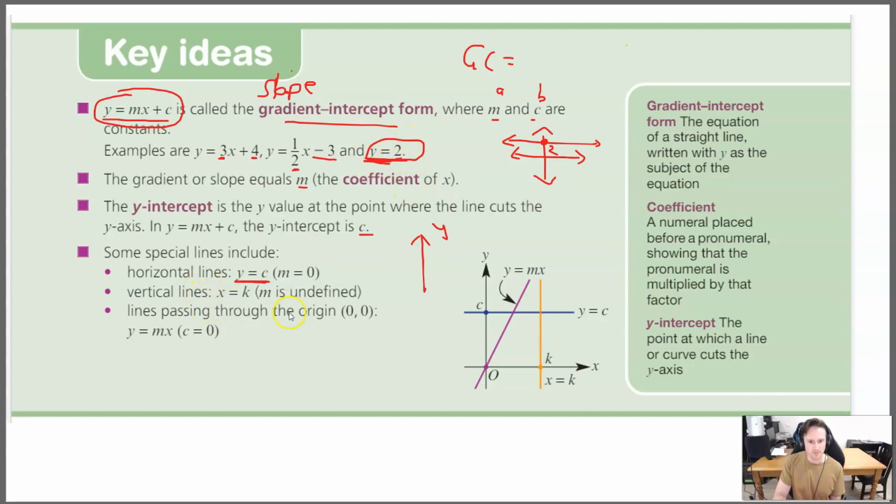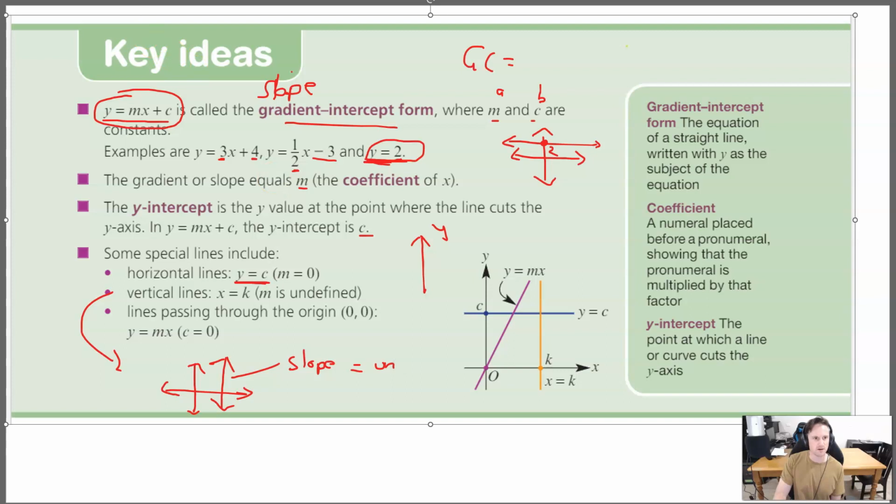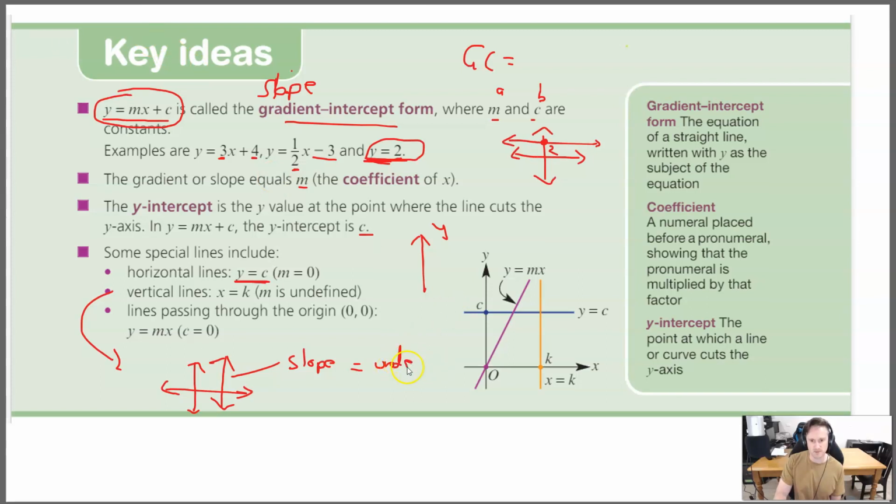A vertical line is x = k where m is undefined. That is said a bit weird, but essentially if you have a vertical line, something going like that, then we say the slope is undefined. This will not pop up very often, but it does pop up. It's saying you can't figure out the slope.